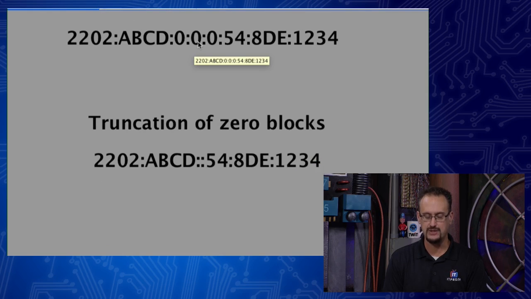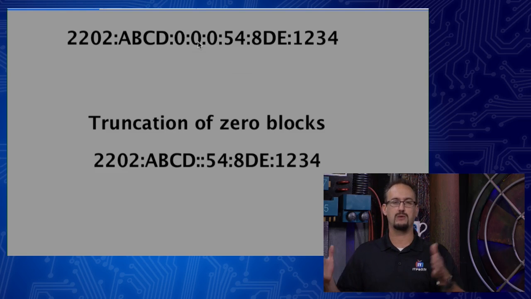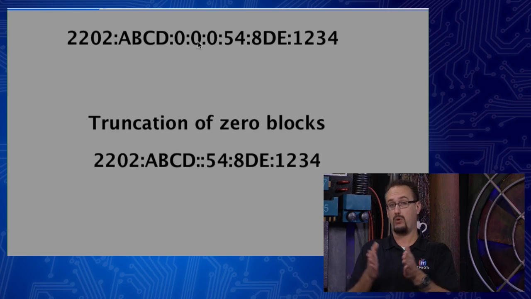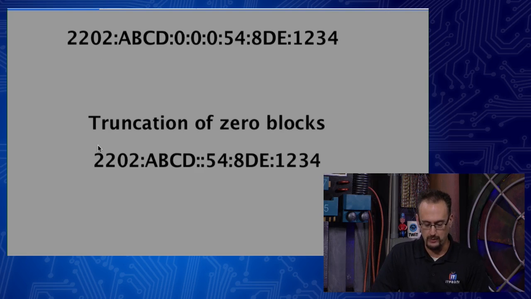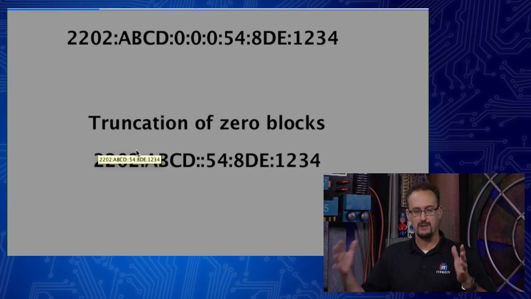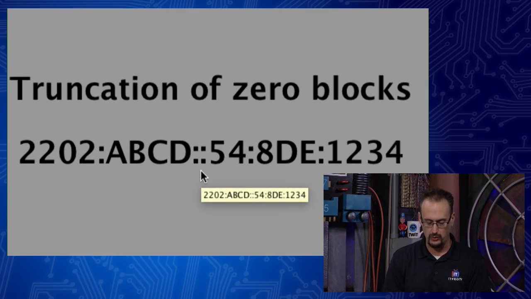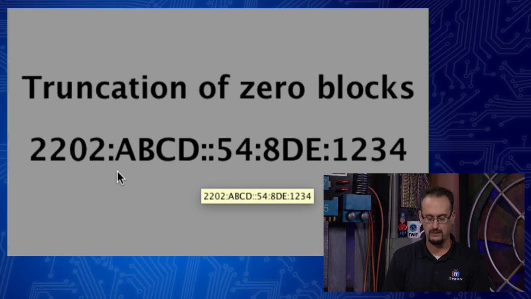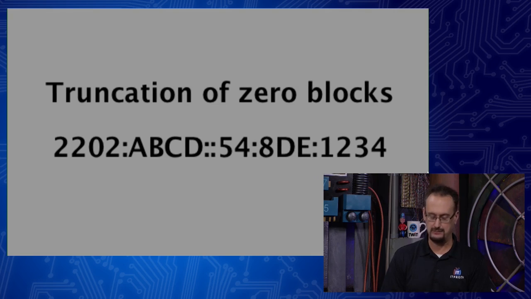But we can go even farther there. We can take those 3 zeros because we know they are contiguous blocks of 0 bits, and we can truncate them even more and replace them with a double colon. Now, notice that we've gone even farther, removing the size of this address, abbreviating it, if you will. Notice that we now went from 8 blocks down to 1, 2, 3, 4, 5. Now, I will tell you that that double colon can only appear in the address one time, excuse me.